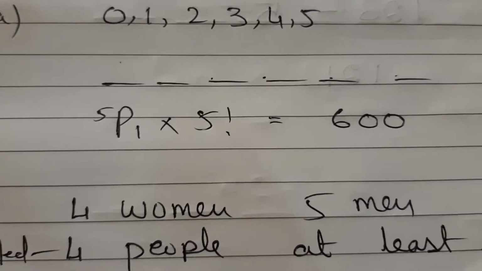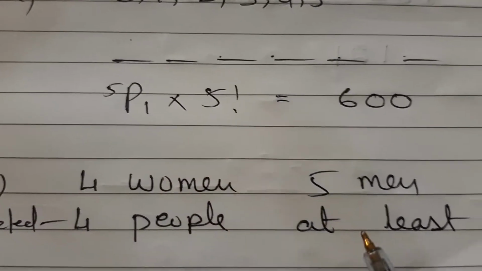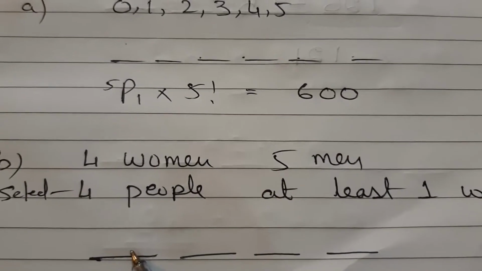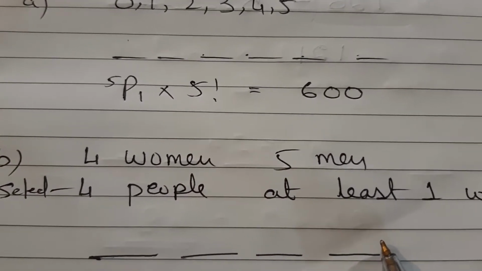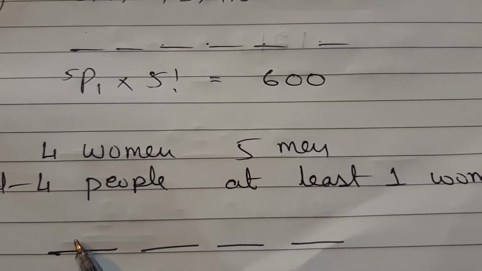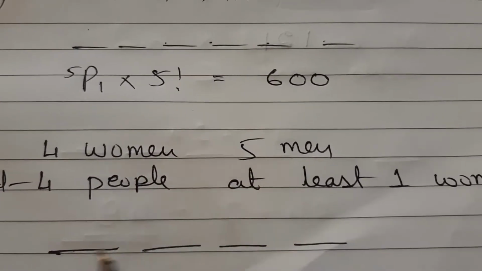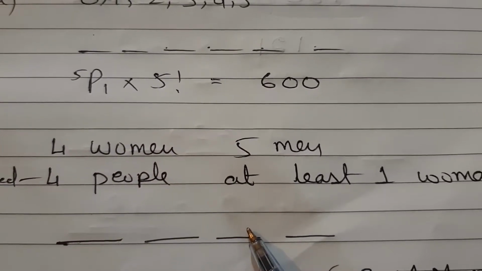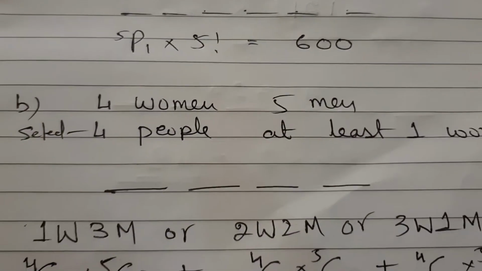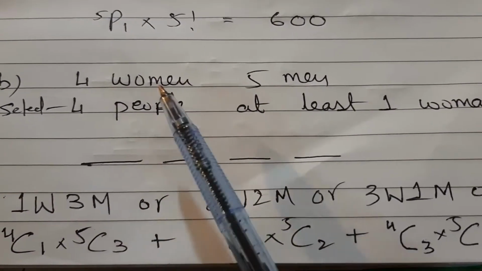Okay, so altogether there are 4 women and 5 men, 9 people. You have to select 4 and at least 1 woman should be in the committee of 4. Okay, so 1, 2, 3, 4. So the longer method is at least 1 woman, meaning maybe 1 woman, 3 men, 2 women, 2 men, 3 women, 1 man, 4 women, 0 men. So we will consider all these cases. See here, 1 woman, 3 men. So how many women are here?